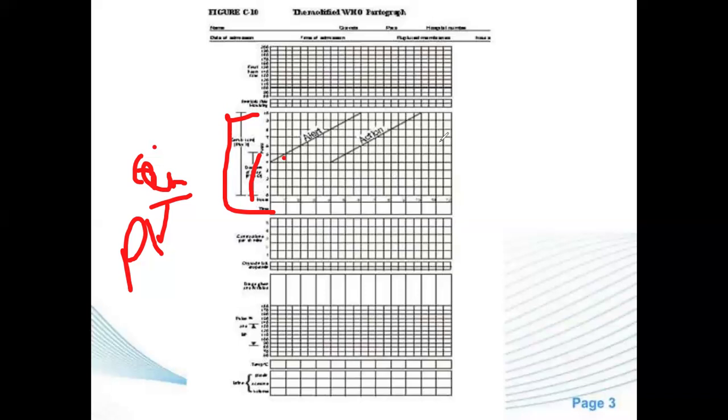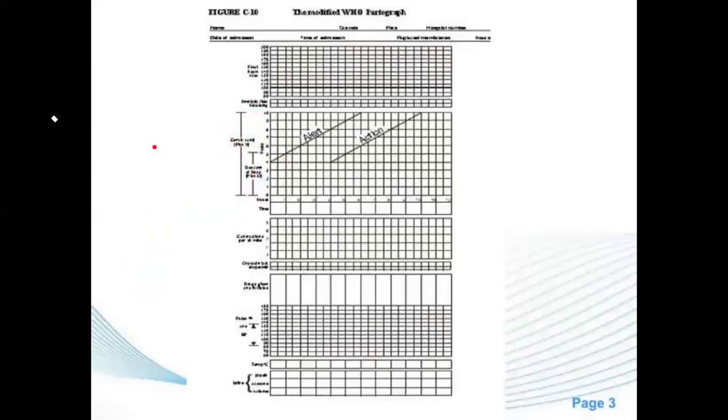The next column you can see has two boxes, and here it is written about the time. You have to chart the time at which the patient's PV is done, and all those timings, at the time of admission.